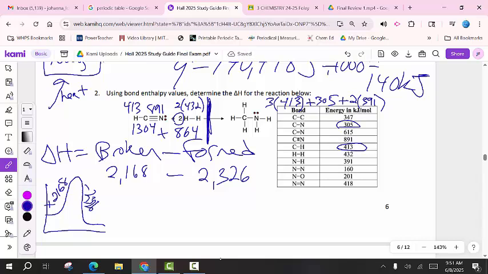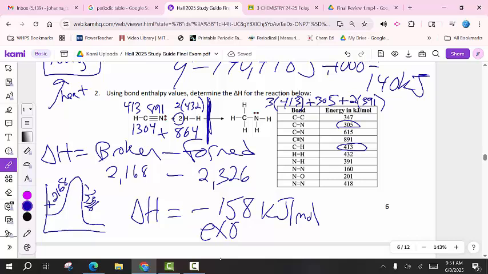So that means my delta H is going to work out to be negative, which tells me that the reaction is going to be exothermic and it's releasing energy. So 2168 minus 2326 gives me negative 158, and that would be kilojoules per mole.